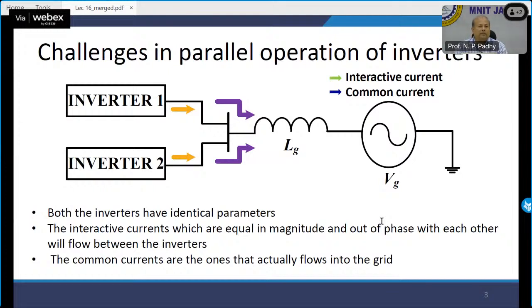Both inverters have identical parameters like L and C. The interactive currents, which are equal in magnitude and out of phase with each other, will flow between the inverters. Magnitude is fine, but if they are out of phase, then they will oscillate between inverter 1 and 2. The common currents are the ones that actually flow into the grid. So some portion will be spoiled, and the rest will go out. So there is a loss of power evacuation due to parallel operation.